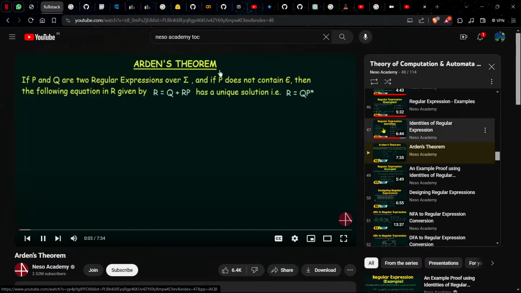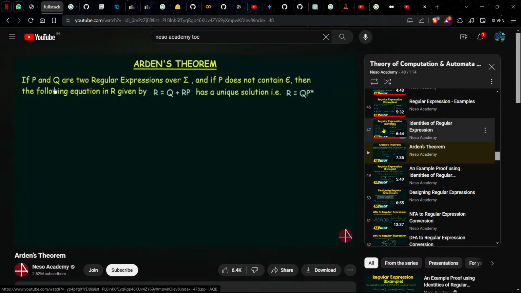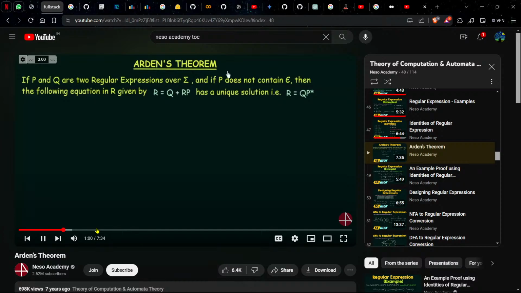In this lecture, we will be studying about Arden's theorem. This Arden's theorem is important when you deal with regular expressions, and it says that if P and Q are two regular expressions over sigma, and if P does not contain epsilon, then the following equation in R, given by R equal to Q plus RP, has a unique solution, that is R equal to QP*, as stated by Arden's theorem.